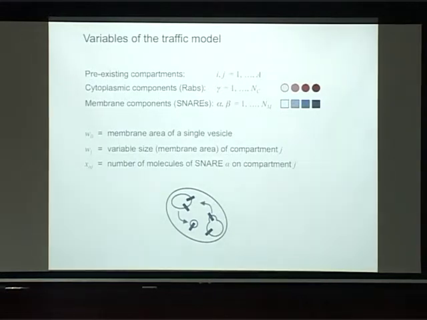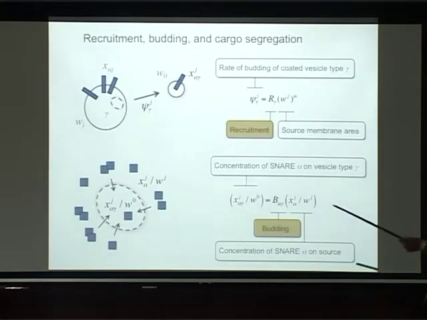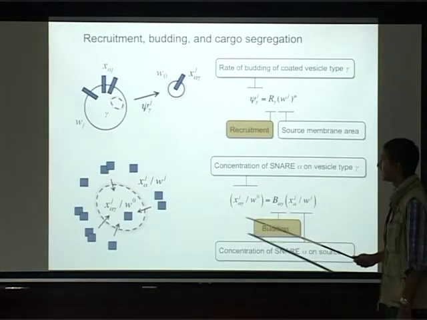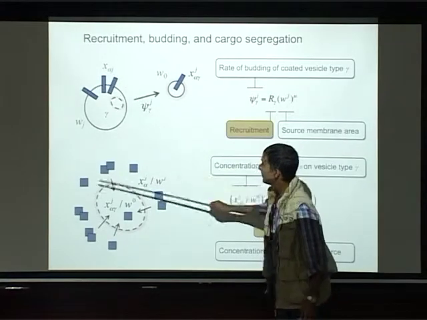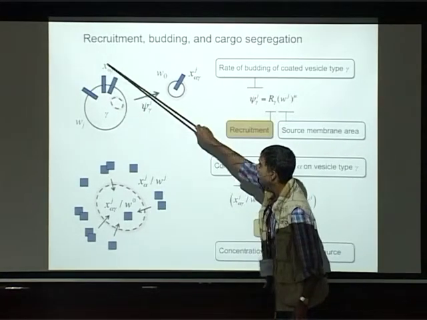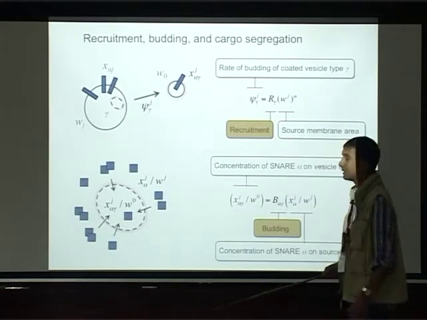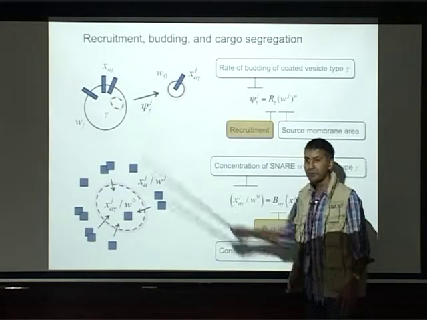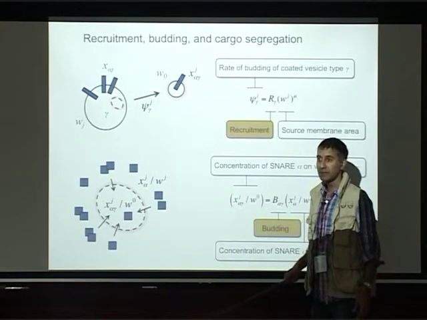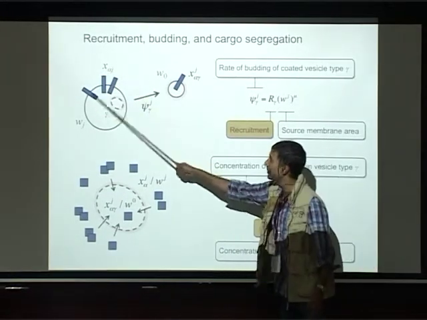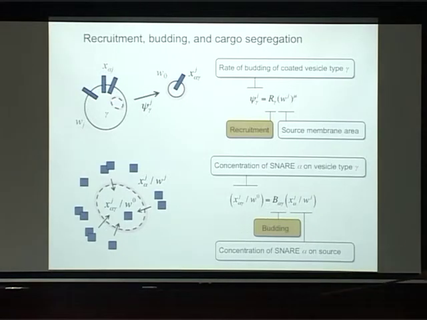So I make a lot of assumptions starting from here. So here are the assumptions. I'll go through this in a little bit of detail. So here you have a compartment which contains these membrane cargo. Remember, x sub alpha j on compartment j. The size of the compartment is W sub j. Now some coat of type gamma comes to this compartment. And that coat could be recruited depending on the composition of the compartment. I'm going to ignore that possibility for now.